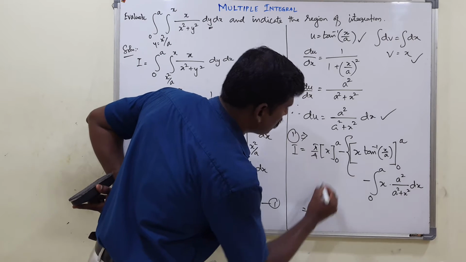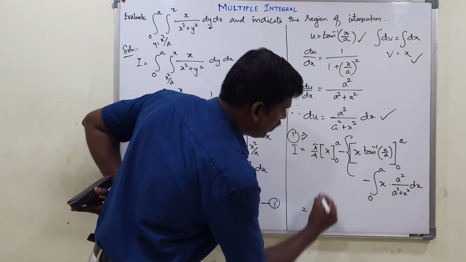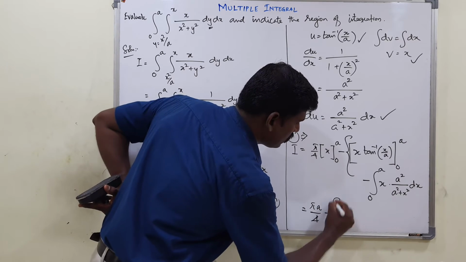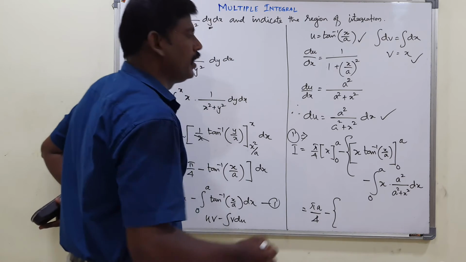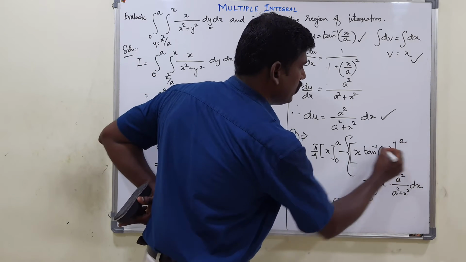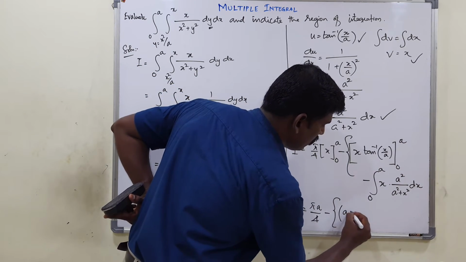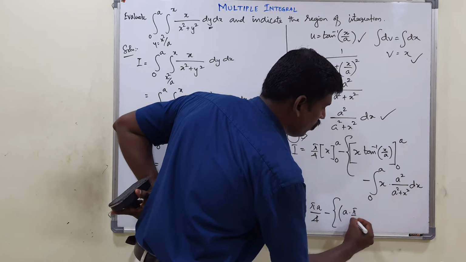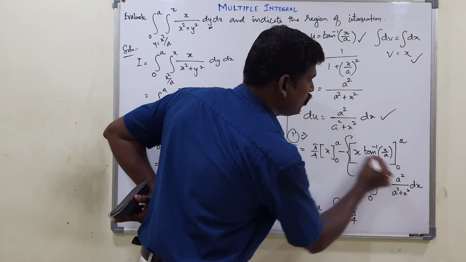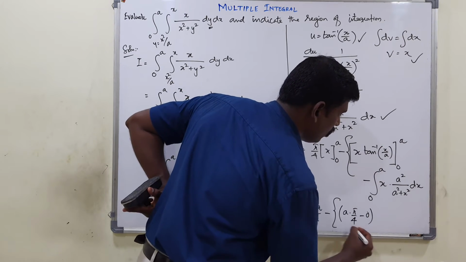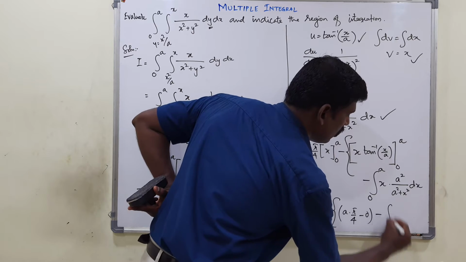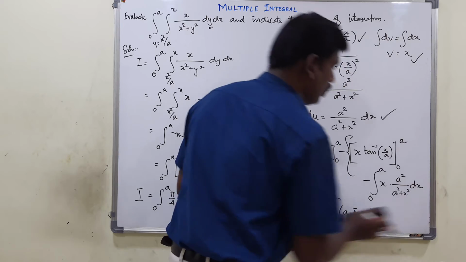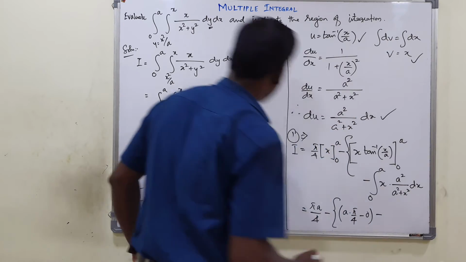Right. So now this can be written as a minus 0, so pi a by 4 minus, applying the limit here, x by a, isn't it? So a into tan inverse 1, isn't it? Tan inverse of 1 is pi by 4. By applying 0 here, every term will be 0. Minus integral. We can take this a square out of the integral since it's a constant, okay? Right?